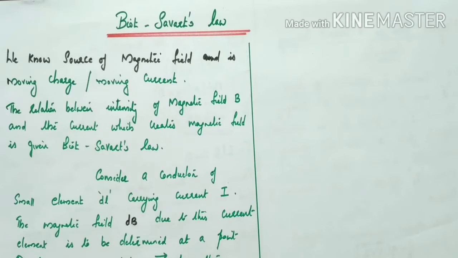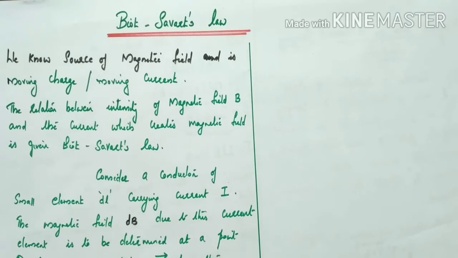This is about Biot Savart's law. We know the source of a magnetic field is a moving charge or a current carrying conductor. That was confirmed from Oersted's experiment, isn't it? And the relation between the intensity of the magnetic field and the current is given by the law called Biot Savart's law. So the importance of Biot Savart's law is that it gives the relation between the intensity of the magnetic field and the current which creates the magnetic field.